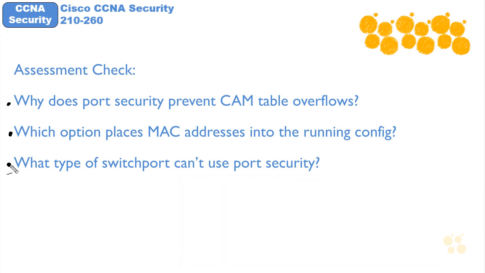And then question number 3, what type of switch port can't use port security? And if it's a Cisco switch with a license that supports port security, there's a possibility of not being able to use it if that port is a dynamic port. It cannot be a dynamic port. You have to set it as either a trunk port or an access port, but it cannot be a dynamic port. And that would be a situation when we can't use port security on a switch that otherwise supports it.